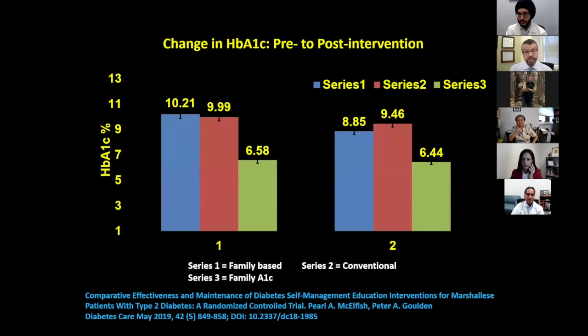And this actually shows the result of that. Looking at the first group, series 1, that's the group who had the family-based curriculum. Their A1C fell from 10.2 to 8.85 over the time of the study. Even for the standard curriculum, the ADA non-family-based curriculum, there was a fall from 9.9 to 9.6. And then series 3 was just the family A1C that we also decided to collect data for as well. We published that a couple of years ago.